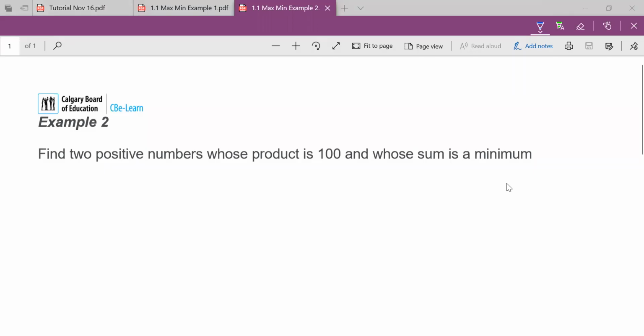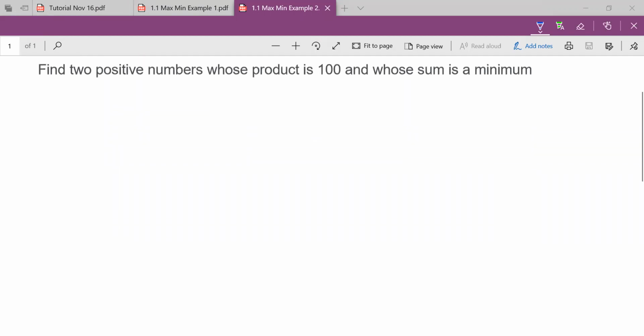Okay, here we are, example number 2 in max and min. Find two positive numbers whose product is 100 and whose sum is a minimum. Okay, got it. So two numbers. We should always define our variables. So let's let x and y be two positive numbers. Never a bad idea to define your variables, right?